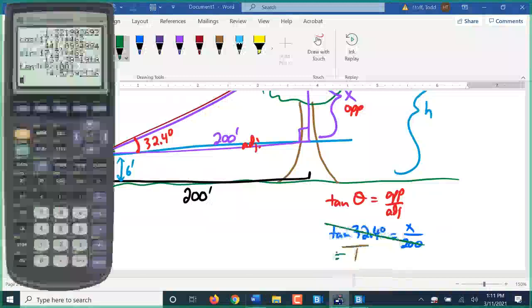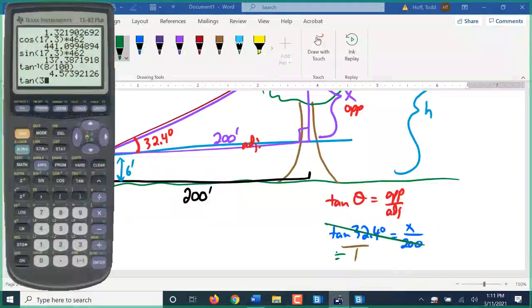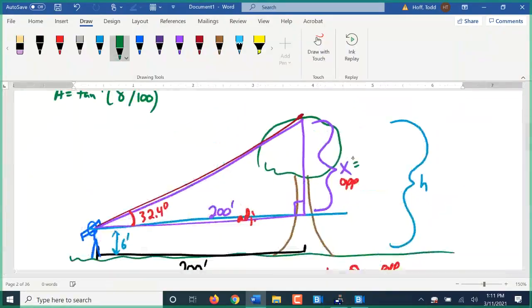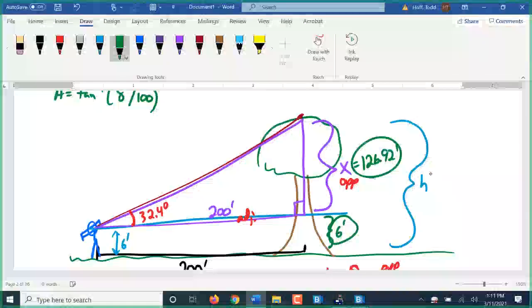The tangent of 32.4 times 200 divided by 1 is 126.92 feet. This is 126.92 feet. But we have to remember there's 6 feet here of height from the ground up to the level that our scope started at. So we add 6 to the 126. The overall height here is 132.92 feet of height.